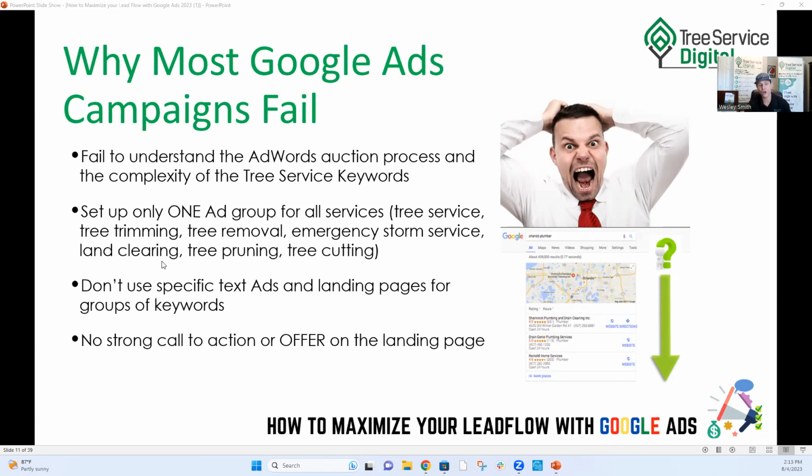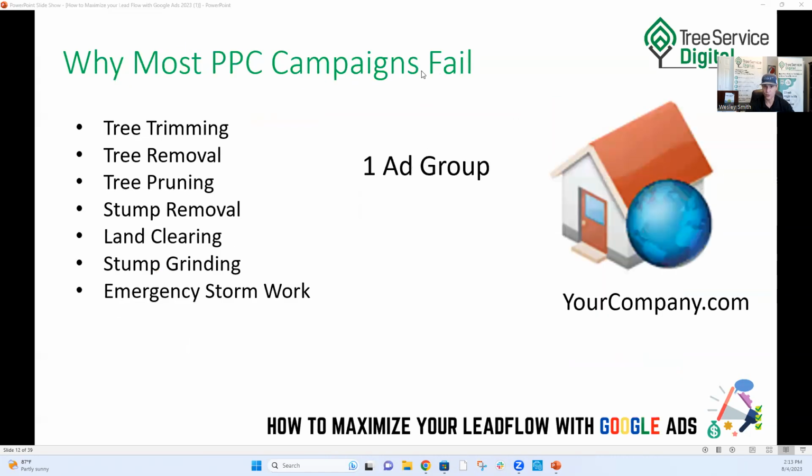So no strong call to action or offer on the landing page as well. A lot of times we see people don't have a strong call to action on the landing page. So we want to make sure we have a strong call to action on the landing page, like call now, get a free estimate by filling out this form, enter your information, get a free appointment, whatever that means for the call to action. That's one of the reasons too. People just don't take action.